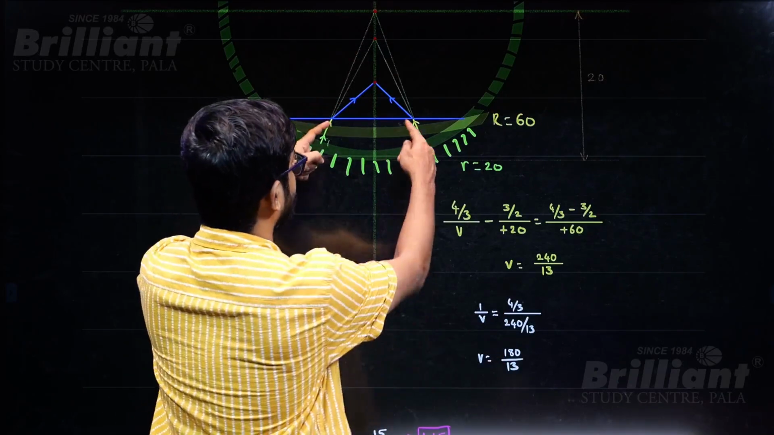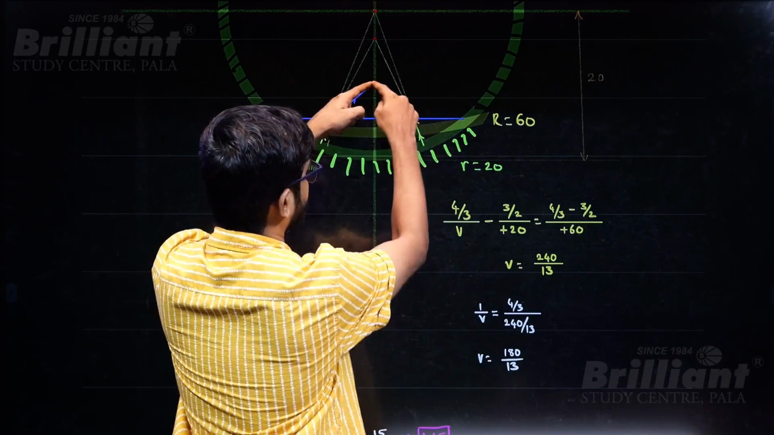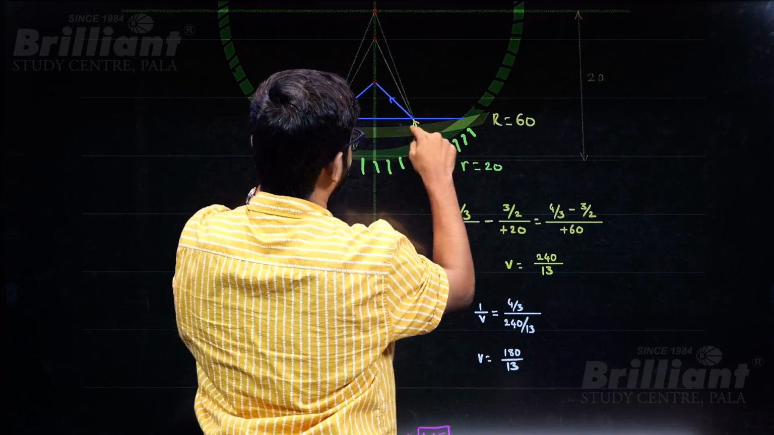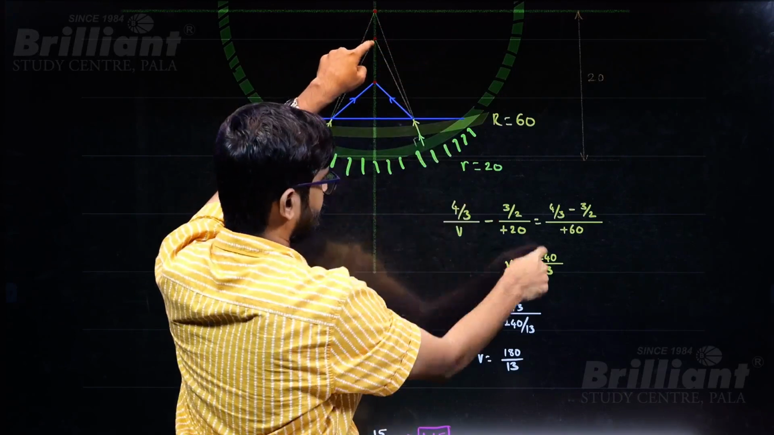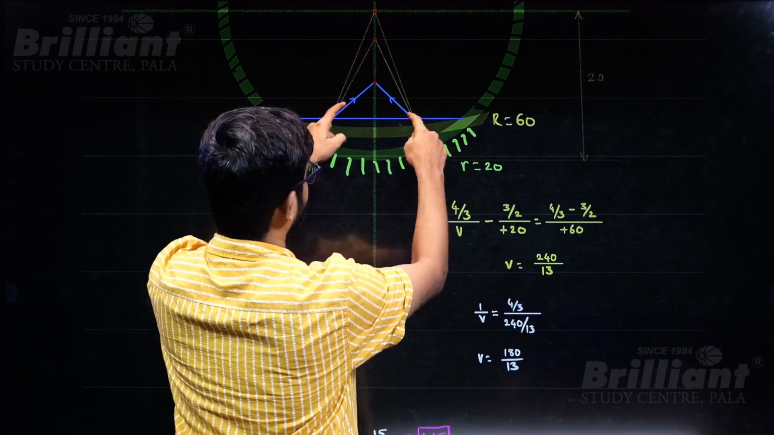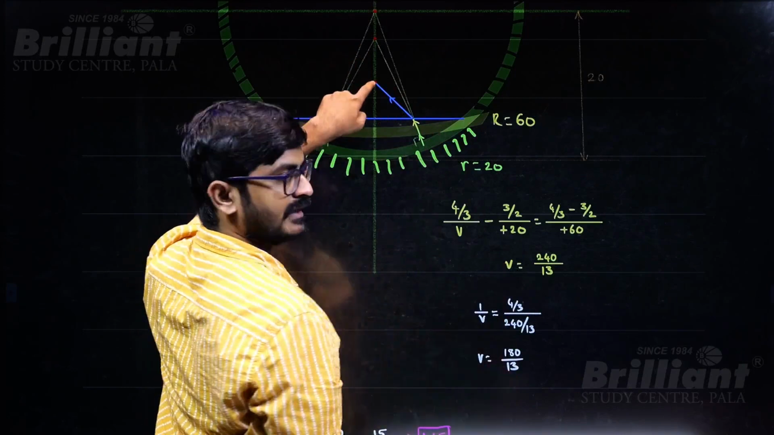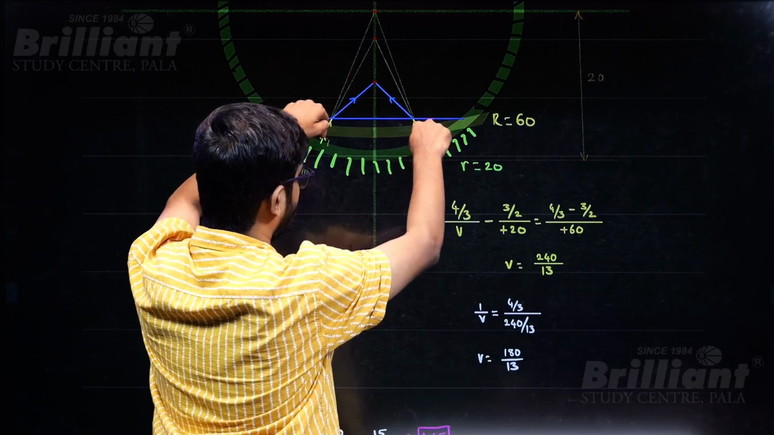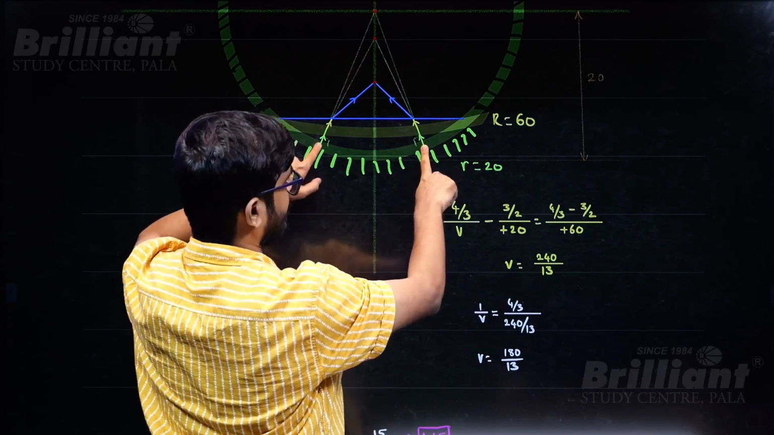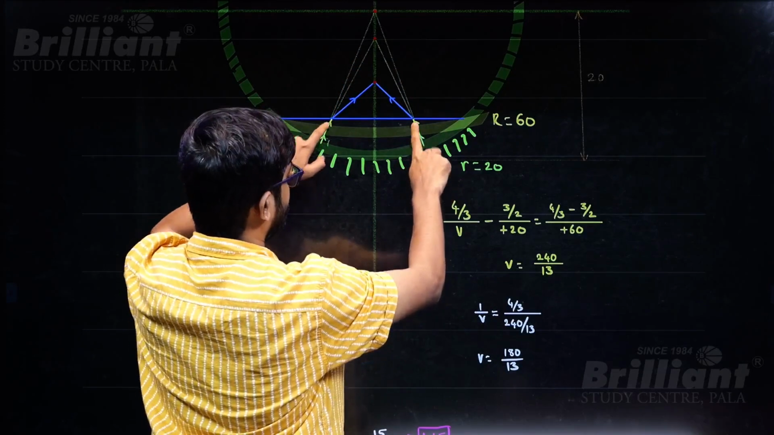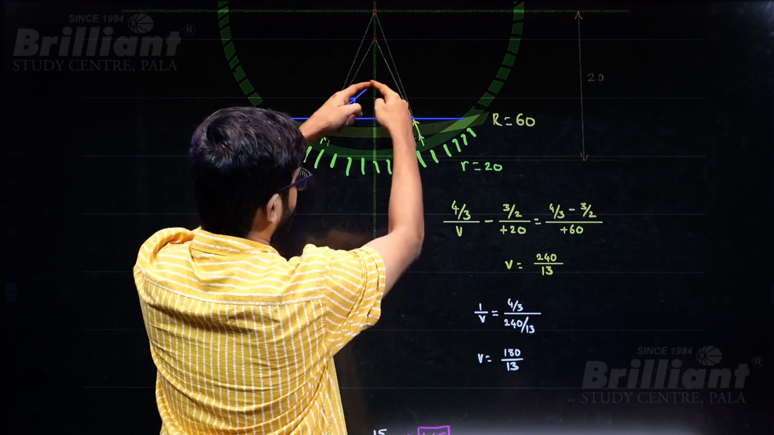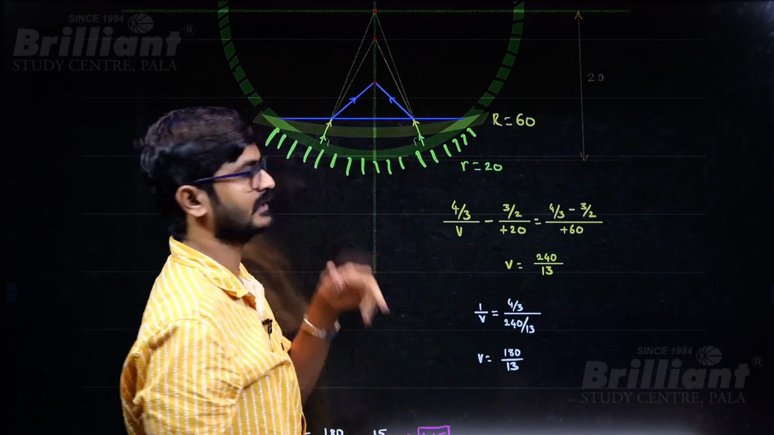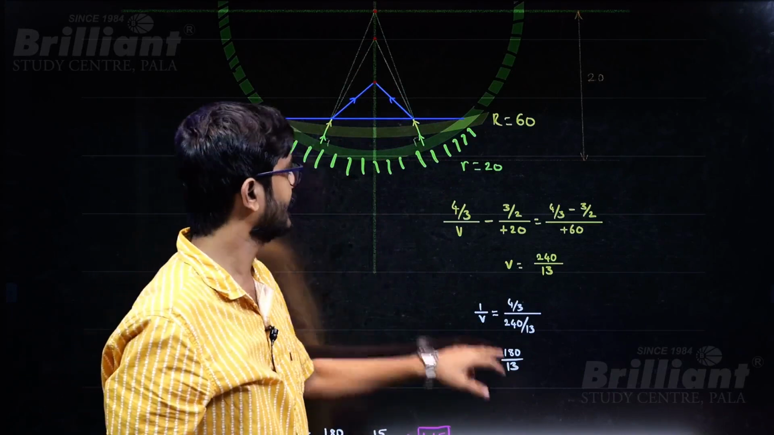So these rays after refraction will be meeting somewhere here. The rays which are supposed to meet at 20, after first refraction are supposed to meet at 240 by 13, but after second refraction, they will be meeting at 180 by 13. So when you send the rays like this, they will undergo refraction, then reflection, they will hit the mirror perpendicularly, and they are going to refract here, retrace the path, and meet at the same point. So for that, you need to put the object at a distance 180 by 13.